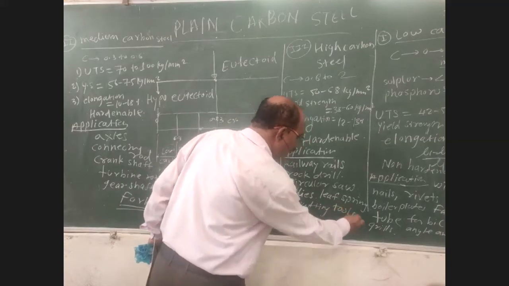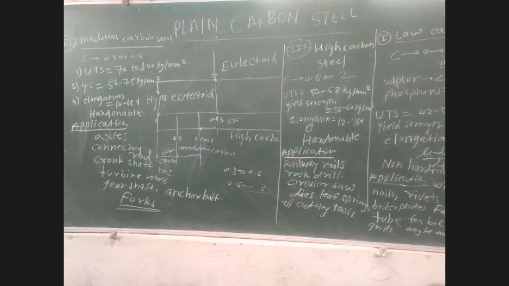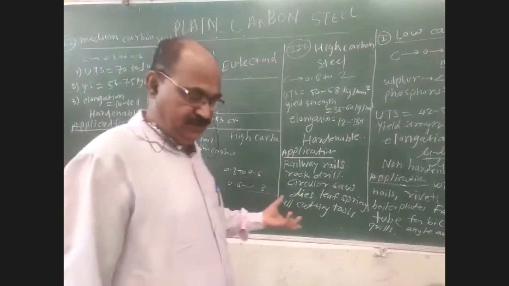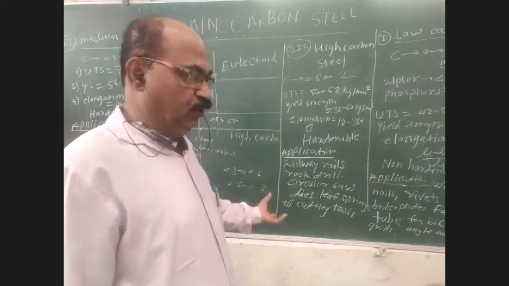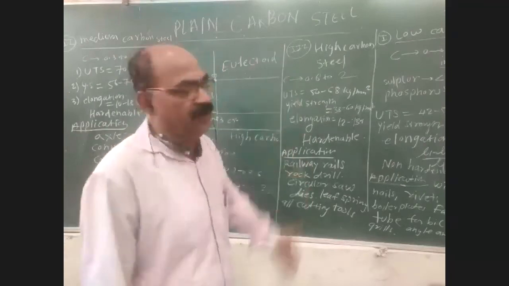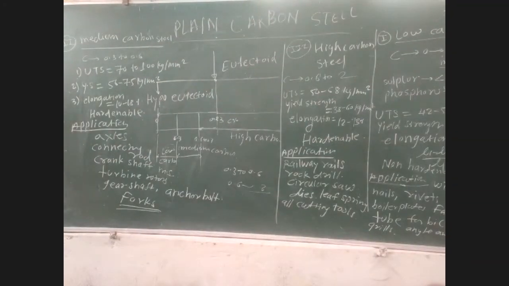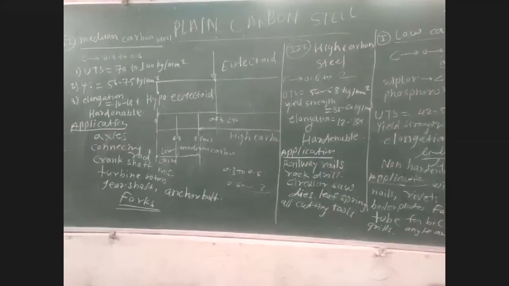Which are all cutting tools? For making the threads, we require a tap. Correct. For making holes, we require reamers. Then cutting tools, drills, milling cutters. This is made from high carbon steel. Okay. So here are the three types of carbon steel.